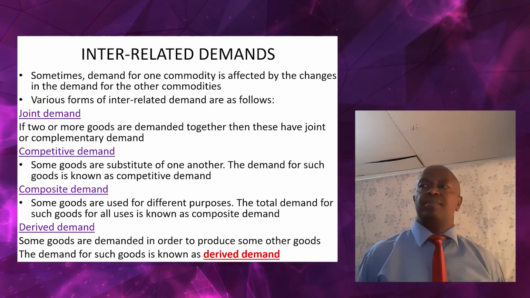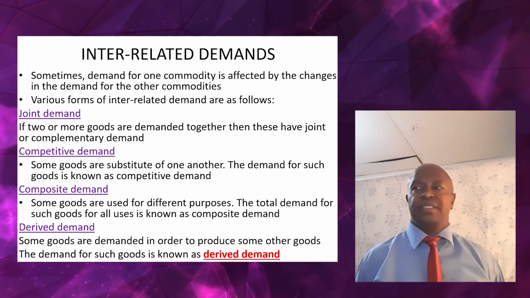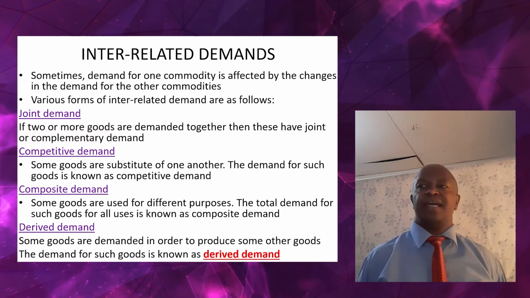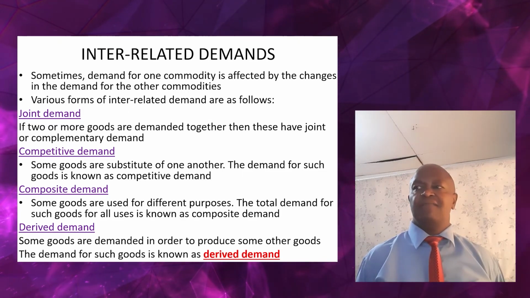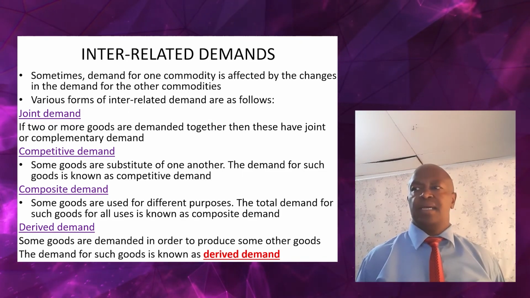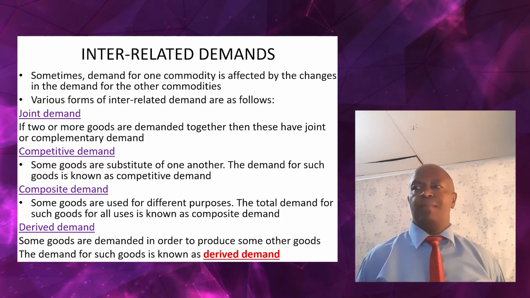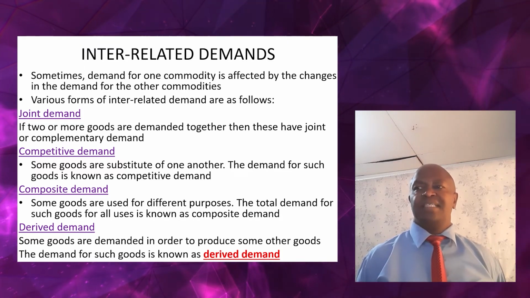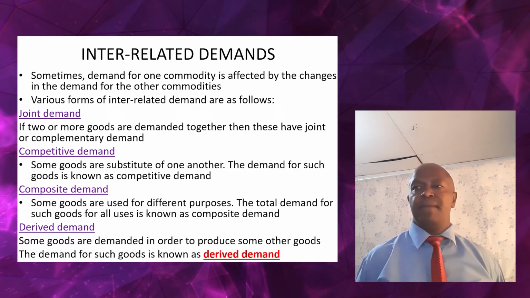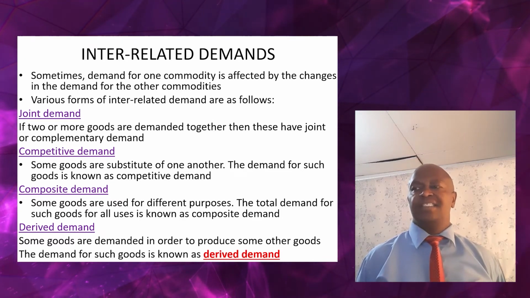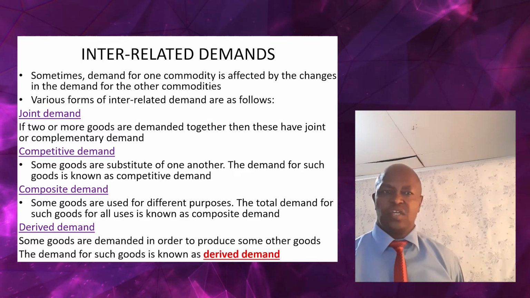When it comes to joint demand, some goods are demanded jointly. These goods are needed to satisfy any particular want. If two or more goods are demanded together, then these have joint or complementary demand. The main examples of joint demand are motor car and petrol, as they are demanded jointly. Tea leaves and sugar plus milk are demanded jointly to make tea. A student needs books and stationery jointly.